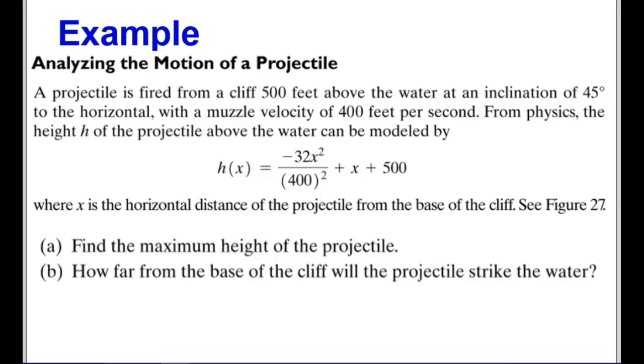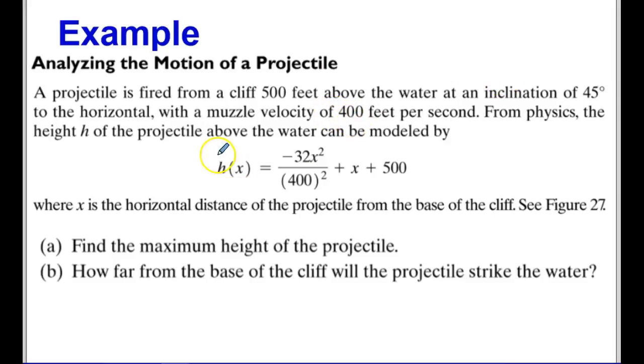Okay, so here's our next example. We're going to often analyze the motion of a projectile, because if I throw something or hit a ball, any of those things, it looks like the shape of a quadratic. Okay, so here I have a projectile that's fired from a cliff 500 feet above the water at an inclination of 45 degrees to the horizontal with a muzzle velocity of 400 feet per second.